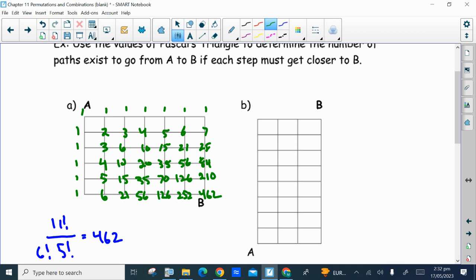Pardon me? What do you mean it wouldn't matter? It will matter.